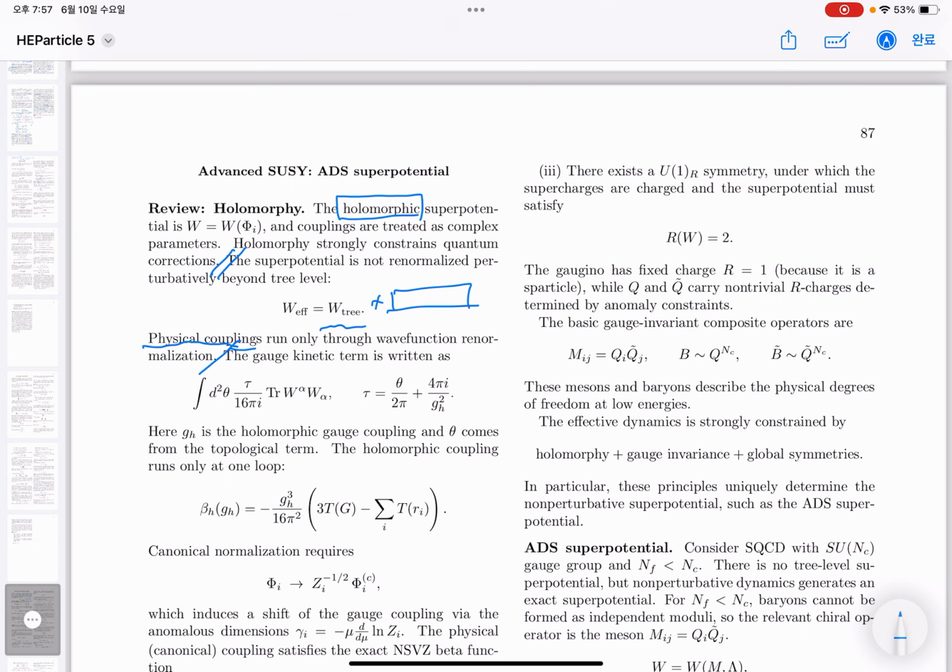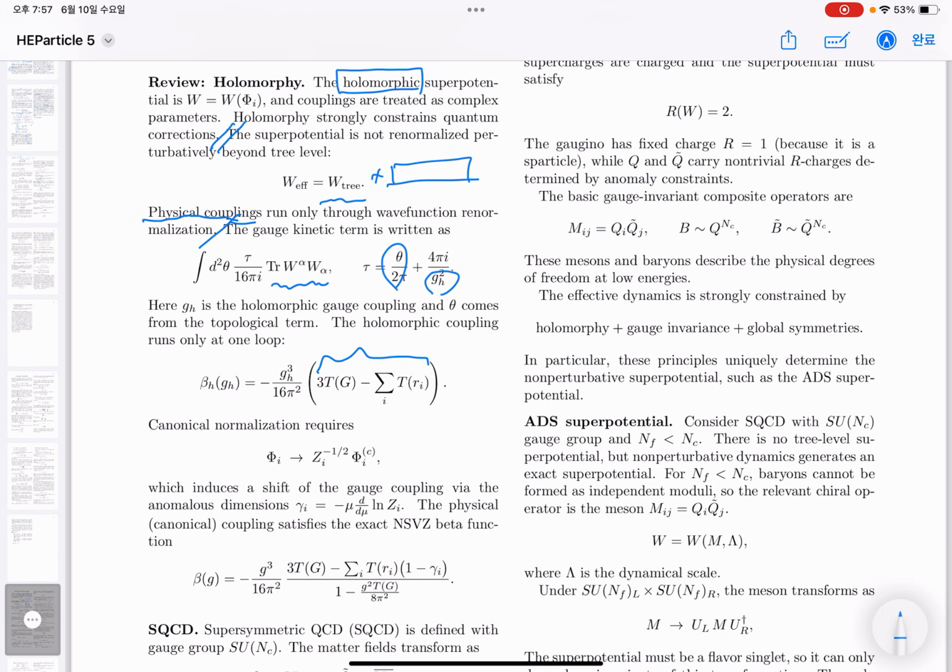For example, if we consider the gauge kinetic term with the superpotential, we can define the complex holomorphic coupling with the gauge coupling part and the topological term theta. Then this holomorphic coupling runs only at one loop, and only the superfield normalizations give the factor of Z, which gives the anomalous dimension. So we can determine the exact beta function, the so-called NSVZ beta function, for the running coupling.